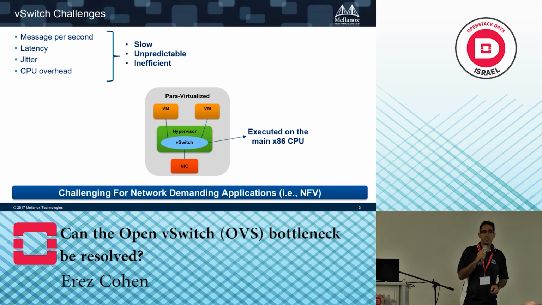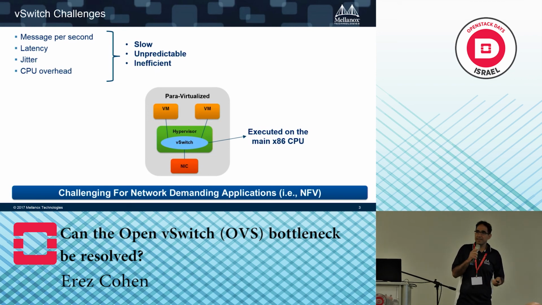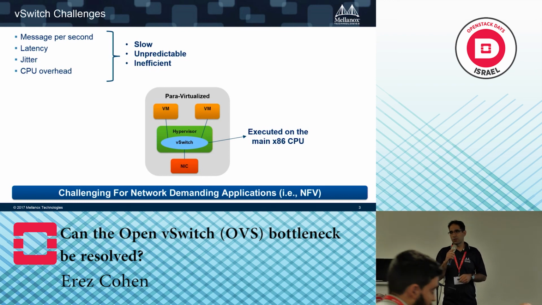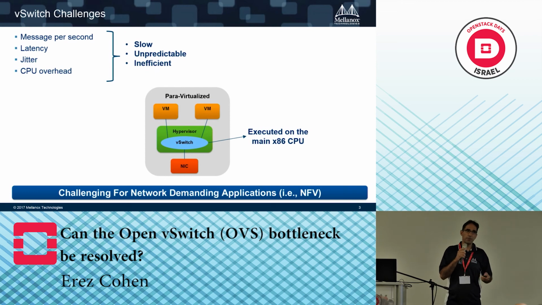And the challenges are mostly around performance. Virtual switches are network elements. In essence, they are doing networking, and they're running on the main server, the main CPU. And general purpose CPUs are not network elements, they're not supposed to be network elements.